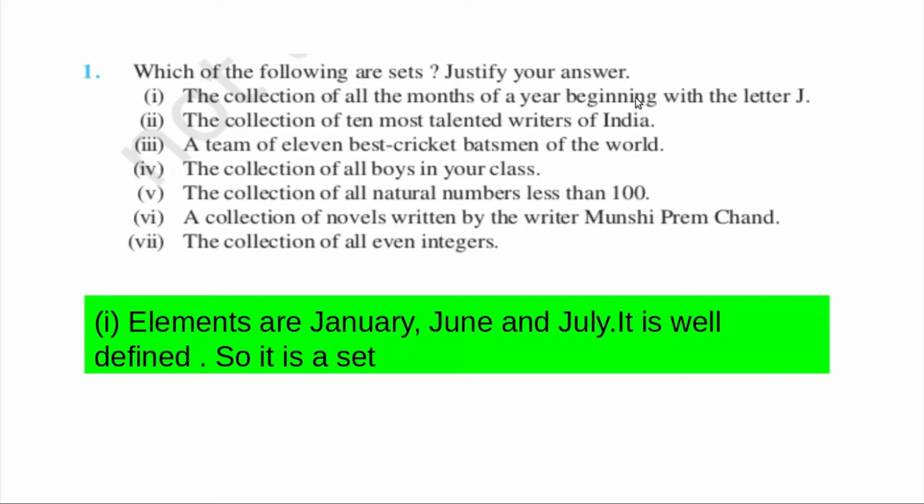In a year there are 12 months. Among these 12 months, January starts with J. June also starts with J. July also starts with J. Therefore, the elements of this collection are January, June and July. It is a well-defined collection. Therefore, it is a set.